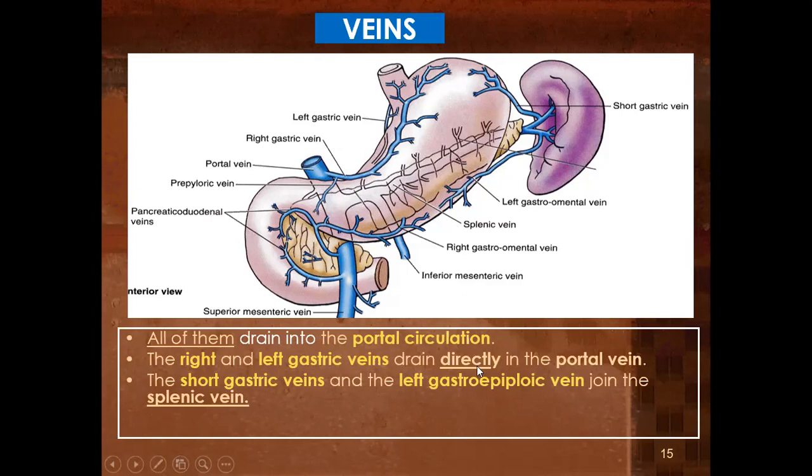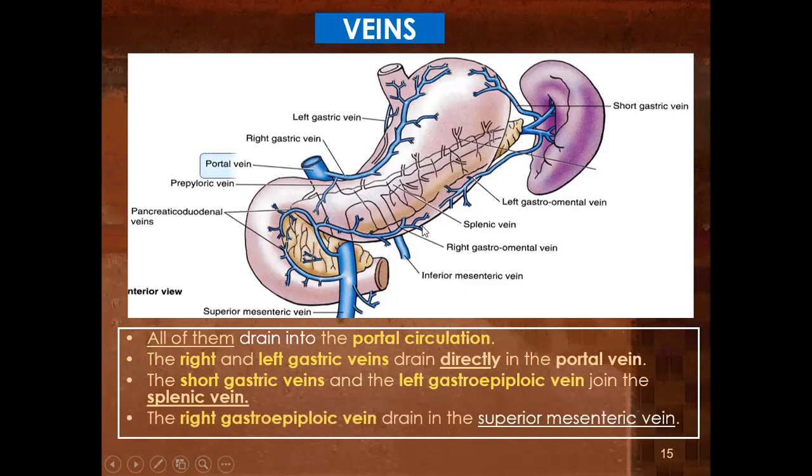Then the short gastric veins and the left gastroepiploic veins will drain into the splenic vein. If you see here, these are the short gastric veins, and this is the left gastroepiploic vein or gastromental vein, both are same. Will drain into the splenic vein. Okay. Then we have the right gastroepiploic vein here. This is the right gastroepiploic vein or the right gastromental vein, which will drain into the superior mesenteric vein. So it is draining into the superior mesenteric vein.